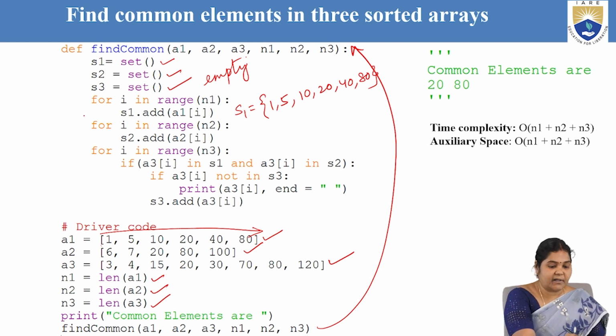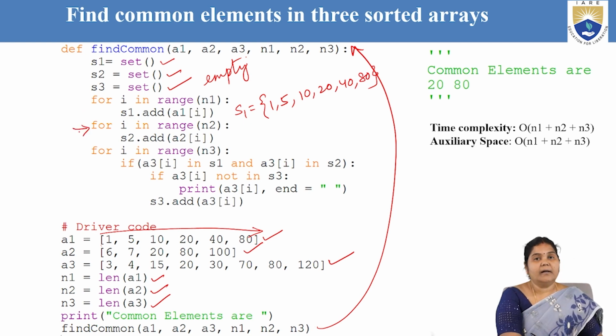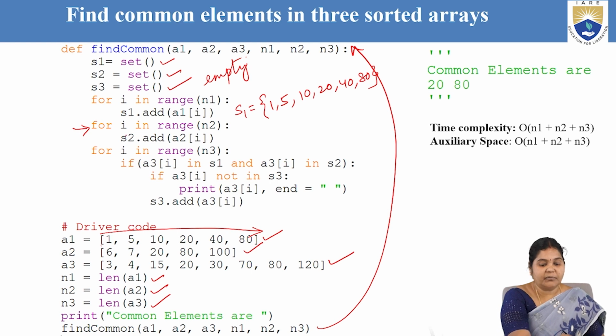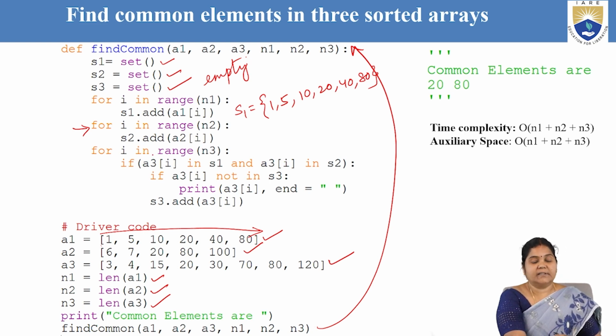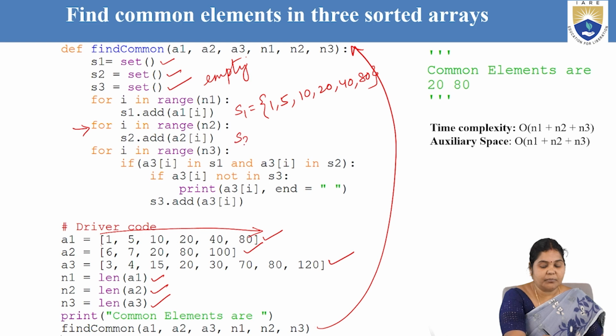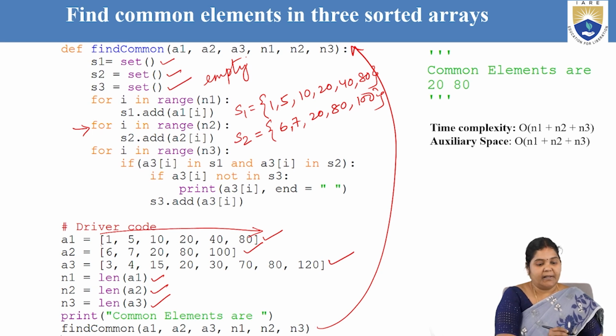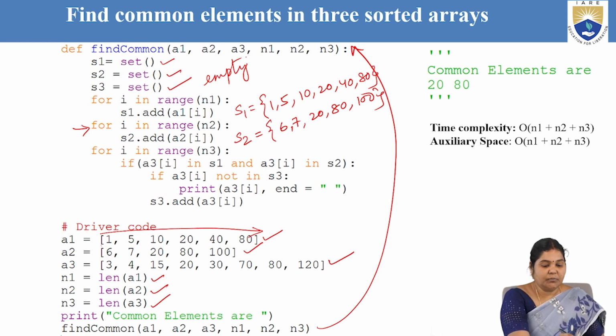Now we come to the second for loop. In the second for loop, same thing: for i in the range of n2, S2 dot add of A2 of i. So all the elements of the second array will be added to the S2 set. The set becomes 6, 7, 20, 80 and 100. So the second set will be created. Now how to write down the logic?